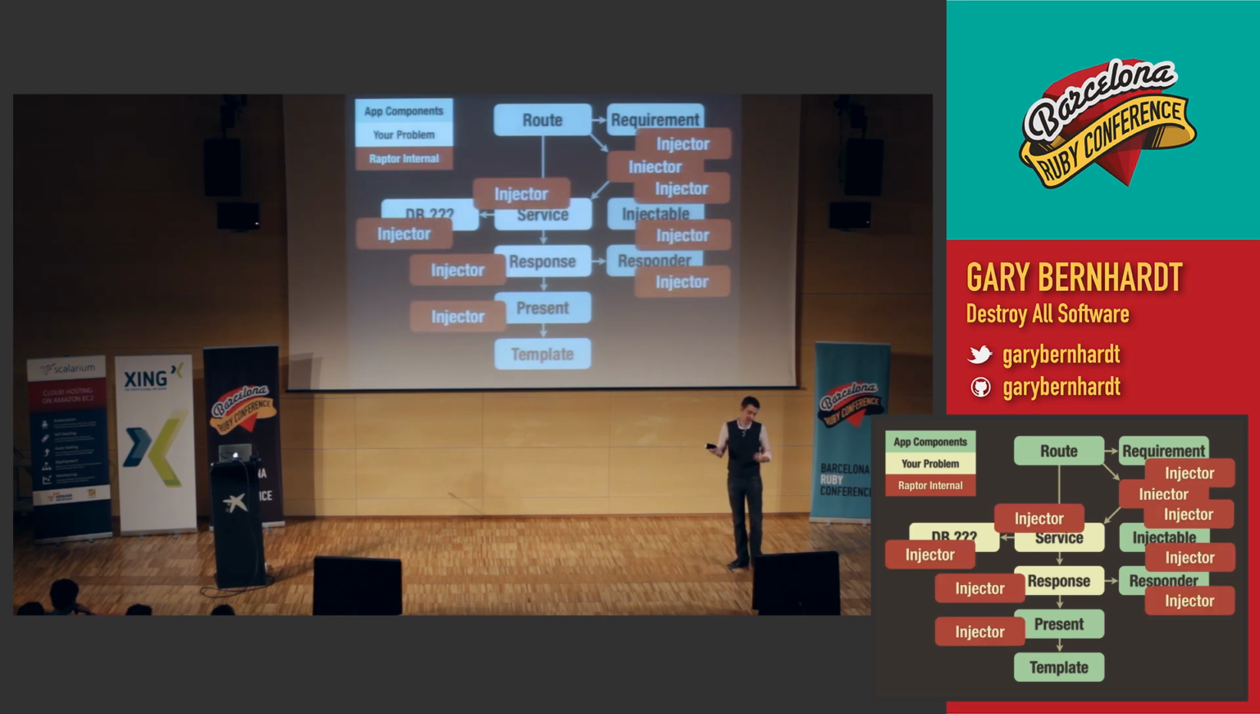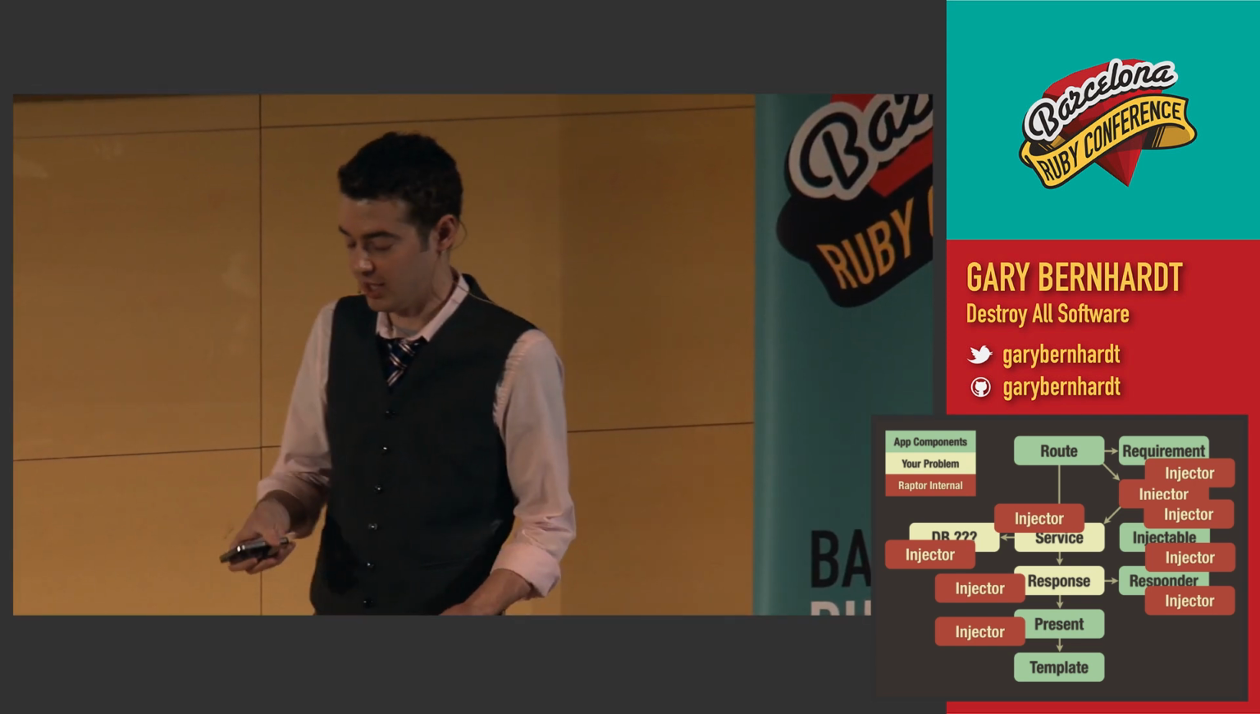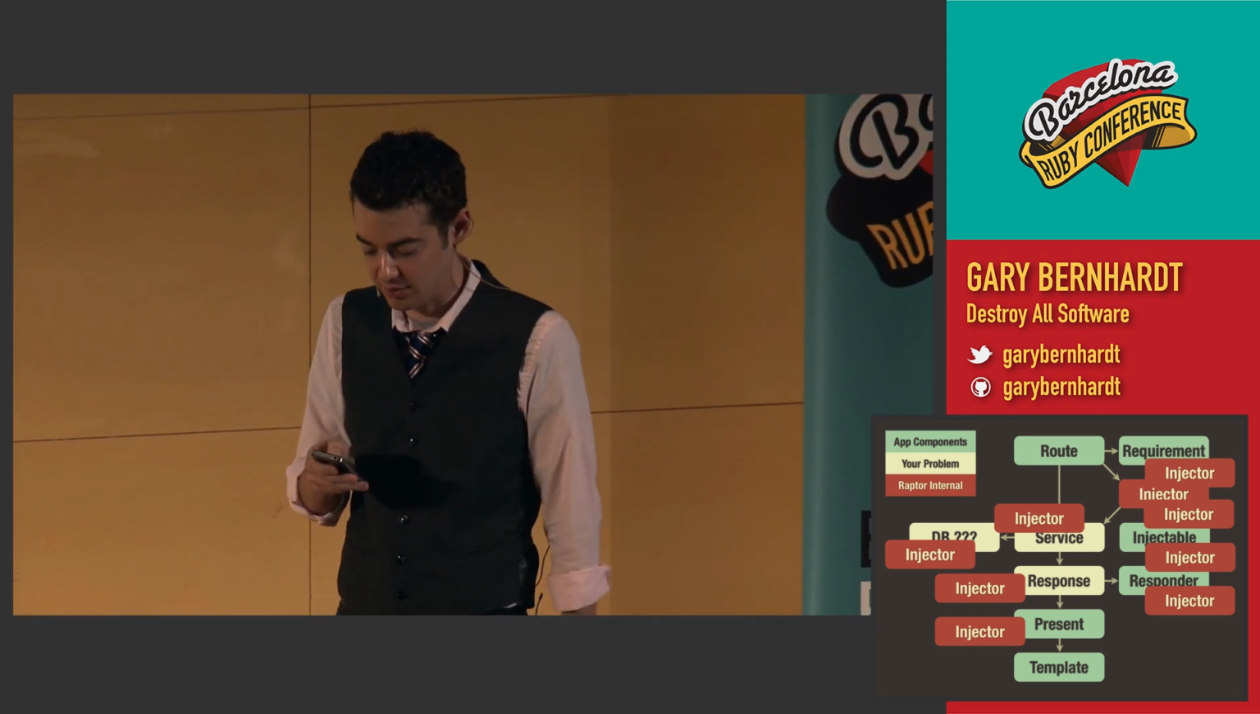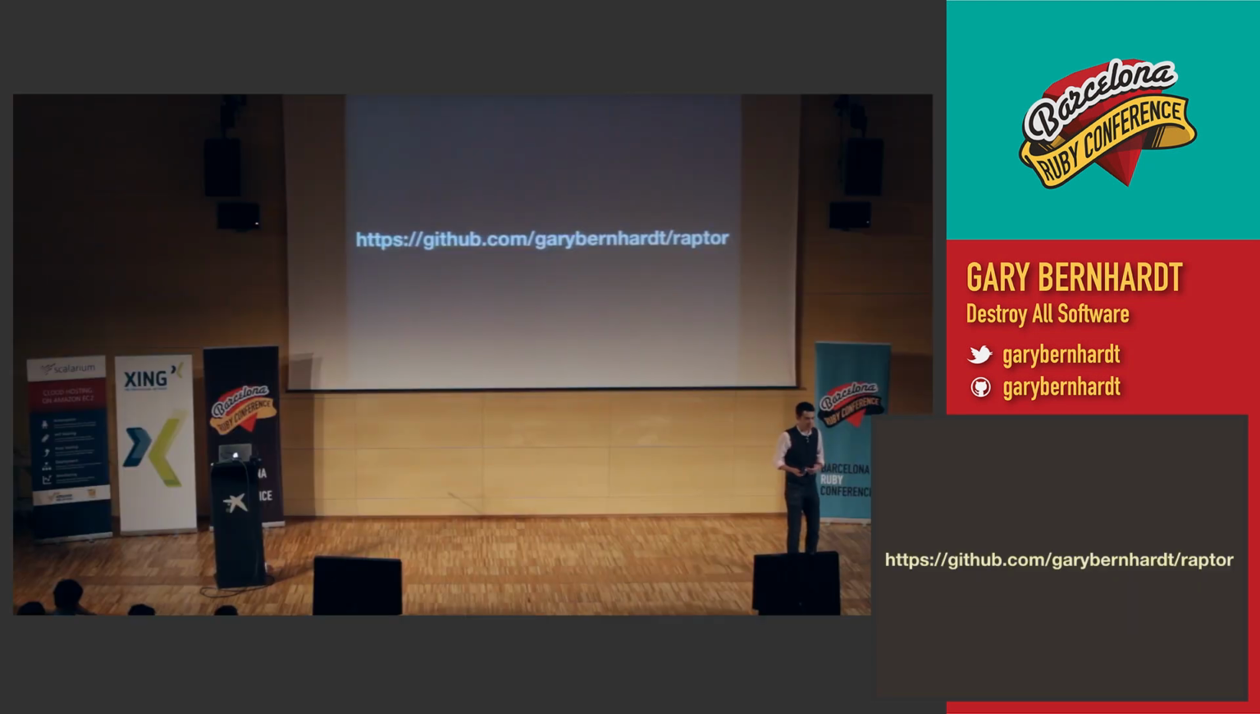Of course, the real graph looks like this. The injector's everywhere. Every time Raptor calls your code, it injects, and it doesn't inject arbitrary method boundaries, but whenever it calls you, it injects if you want anything. You don't have to use it if you don't want to. So Raptor is a real thing. You can go to GitHub and find it and download it. It's been there for over a year.